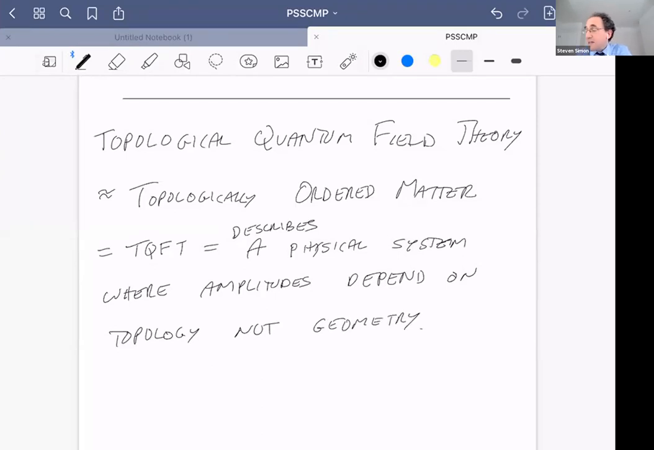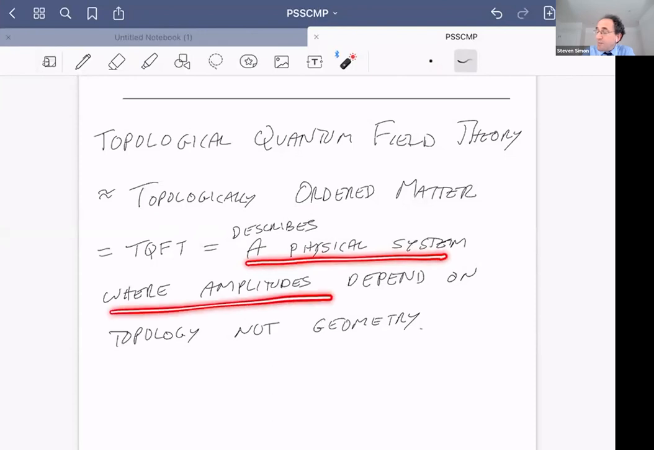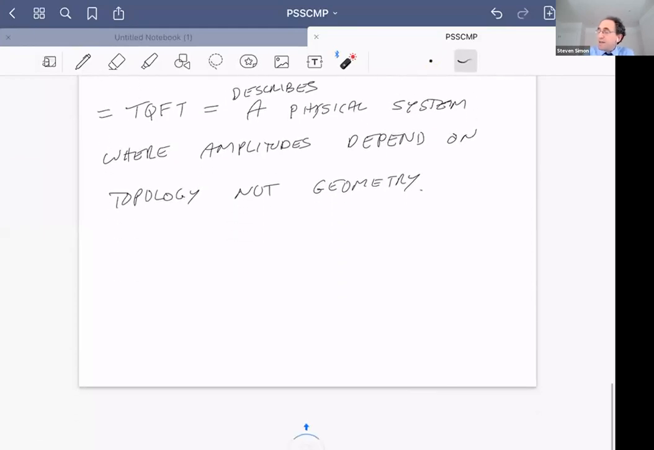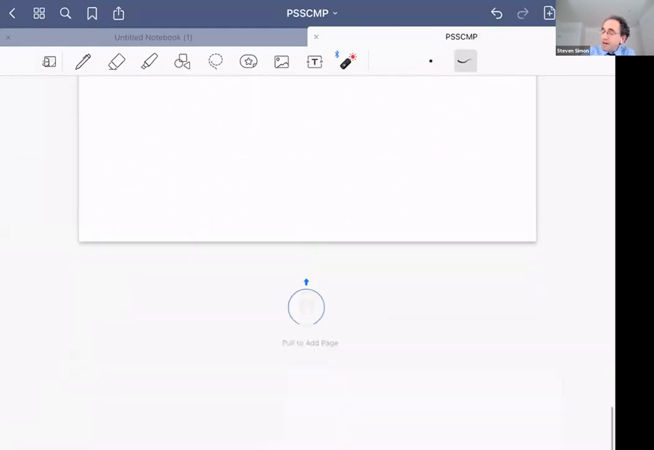Okay, since this is an important statement, I'll repeat it and then I'll give an example. So topologically ordered matter is a physical system where amplitudes depend on topology, not geometry. So what on earth do I mean by this? Let me try to give a picture.